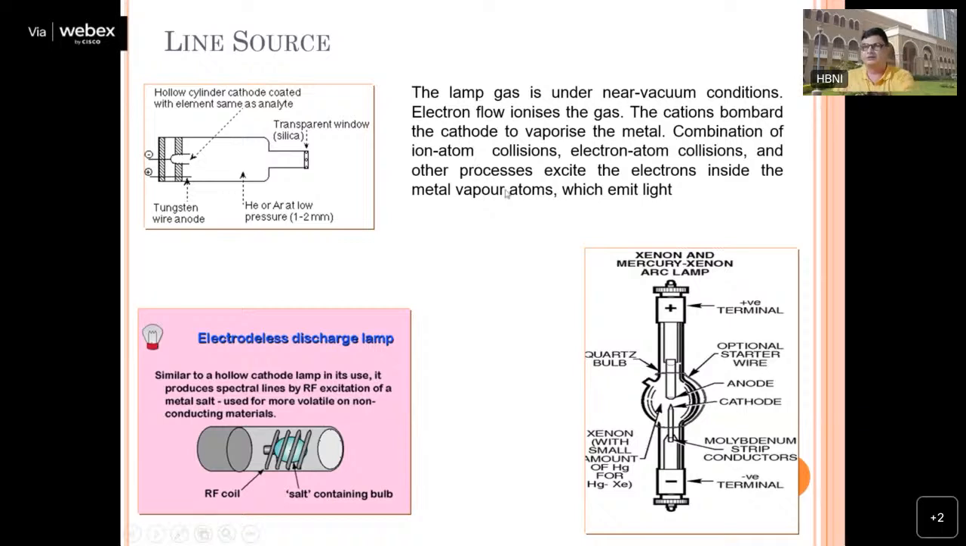Then this is the basic construction of the xenon arc lamp, which is a continuous source. And nowadays the electrodeless discharge lamp is also coming into the market. It is similar to the hollow cathode lamp in its use, and it produces spectral light by RF excitation of a metal salt, used for volatile or non-conducting materials. So these are the various line sources. You can have a hollow cathode lamp, a xenon arc lamp, and an electrodeless discharge lamp.